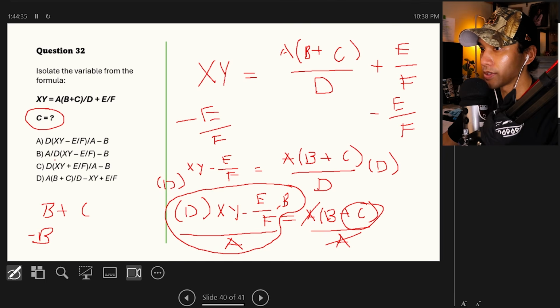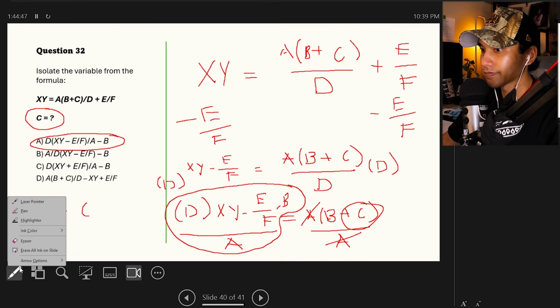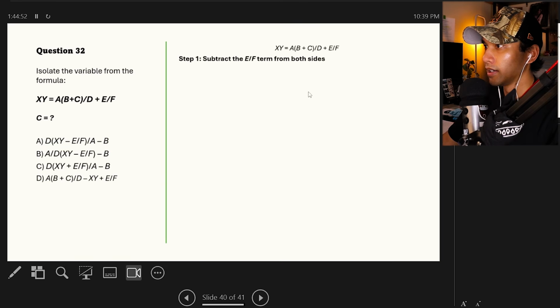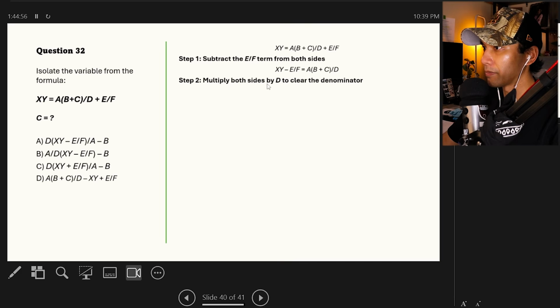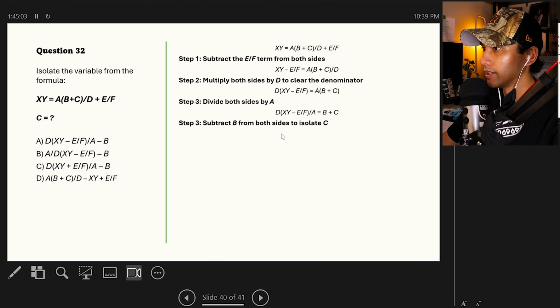And then that would equal C. And that would be answer choice A. So let's see if we got that right. Subtract the E over F term from both sides. That's what I did. Multiply both sides by the denominator D to clear the denominator. Okay, that's what I did. And then divide both sides by A. That's what I did. Then subtract B. That's what I did. And that's it right there, answer choice A.